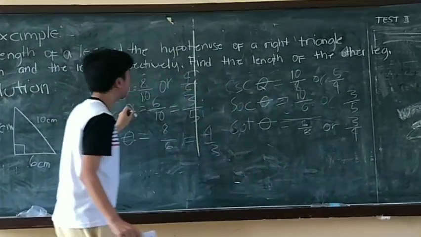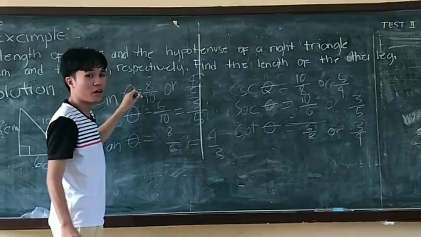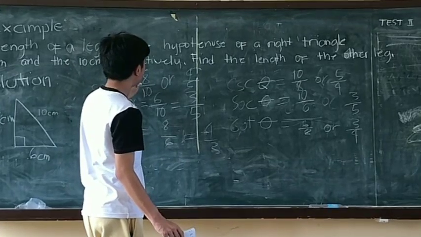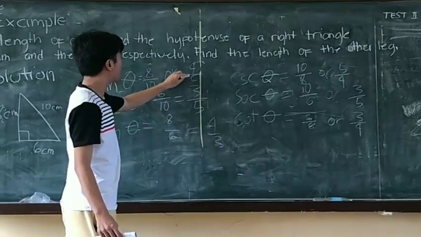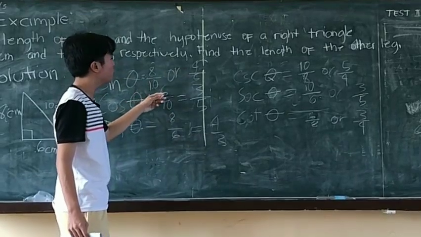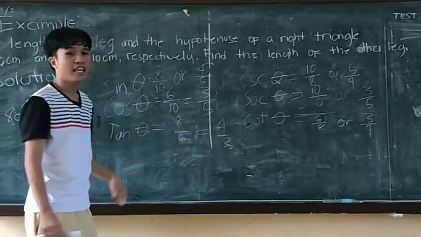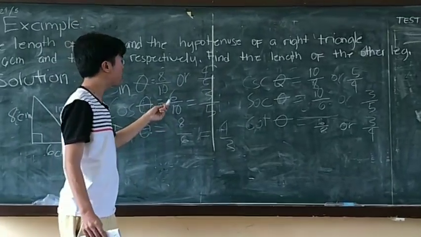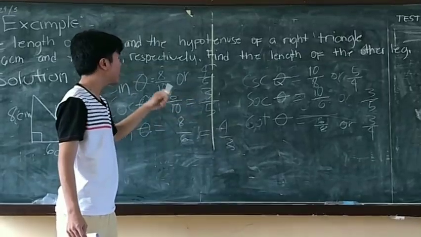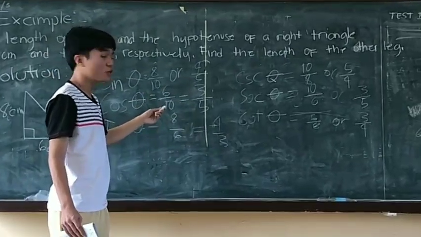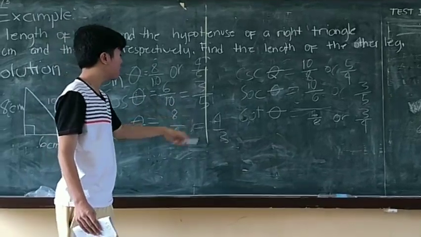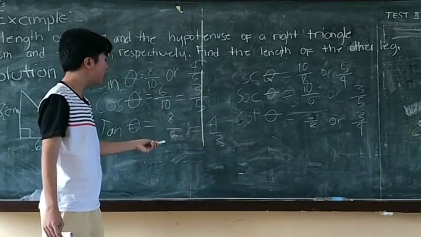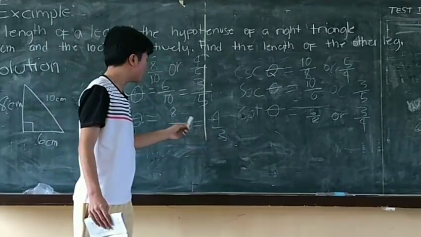Since these numbers have a common factor, we use the GCF. So 8 divided by 2 is 4, while 10 divided by 2 is 5. The GCF is number 2. For the next one, 6 divided by 2 is 3, and 10 divided by 2 is 5. Also here, 8 divided by 2 is 4, and 6 divided by 2 is 3.